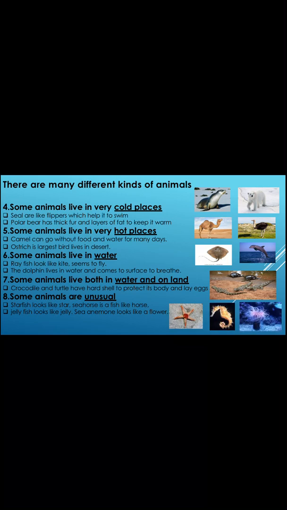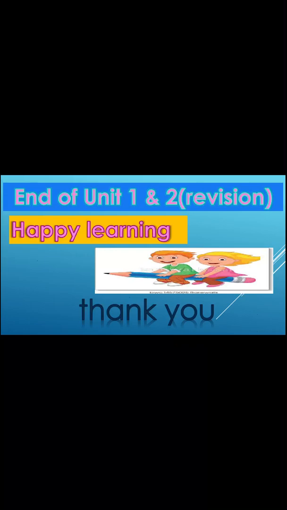Some animals live both in water and on land. Like crocodile and turtle, they have a hard shell to protect the body and lay eggs, but they live in water and sometimes on land. Some animals are unusual. Now, which animals are unusual? Starfish looks like a star, but it is a fish. Seahorse is a fish, but it looks like a horse. Jellyfish looks like jelly. Sea anemone looks like a flower. But these animals are all water animals. They live in water.